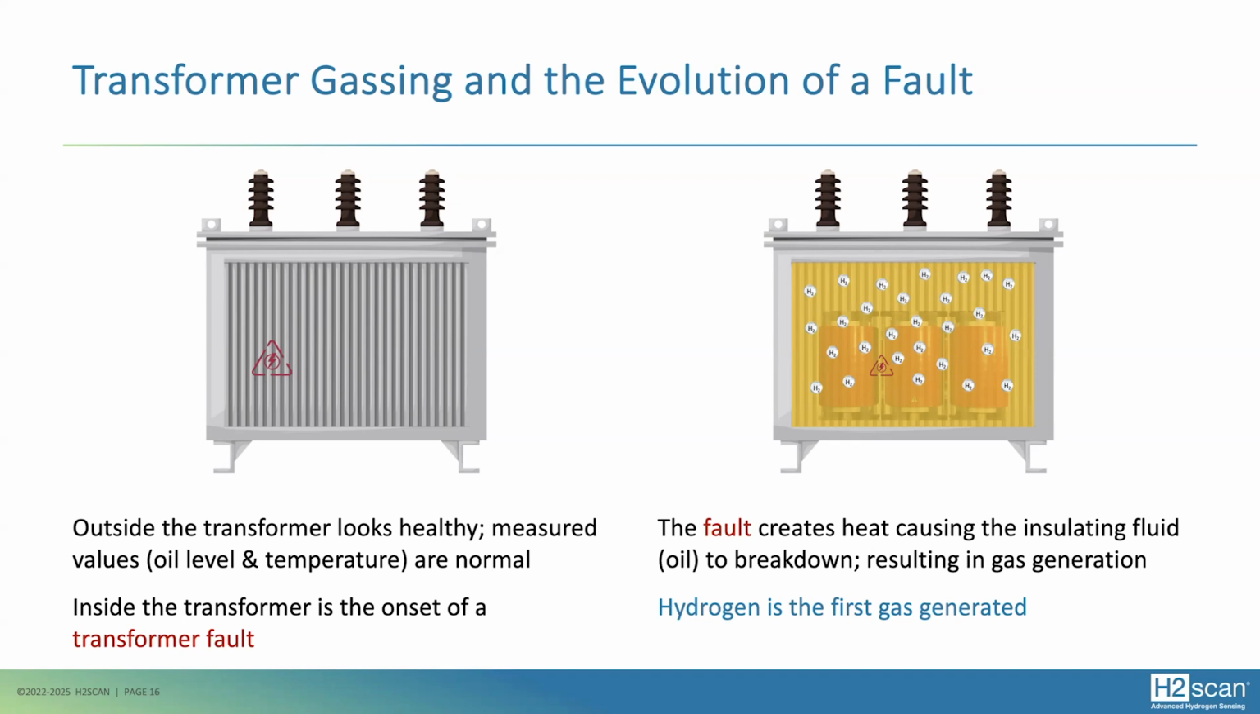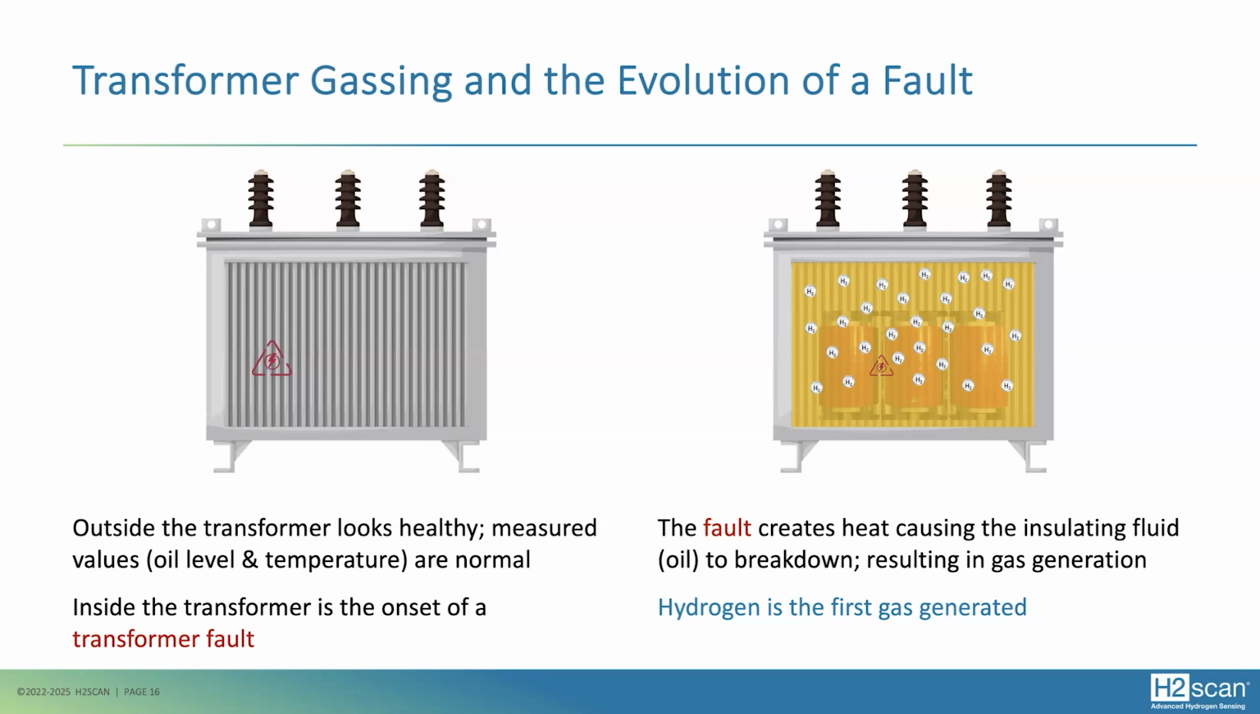I've read articles where they say that the heat generated by an arc, for example, is as hot as the surface of the sun. But it's very short, very brief, and very localized. That heat will cause the oil, the insulating liquid, to break down. As that liquid breaks down, it will result in gas generation, and hydrogen will be the first gas generated, because it's the gas generated at the lowest fault temperature.